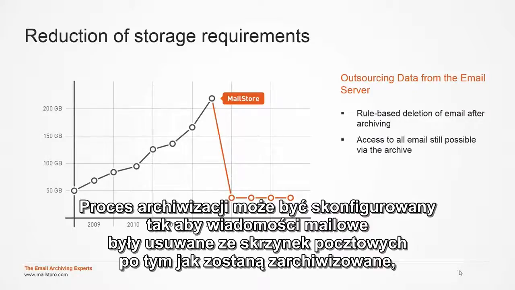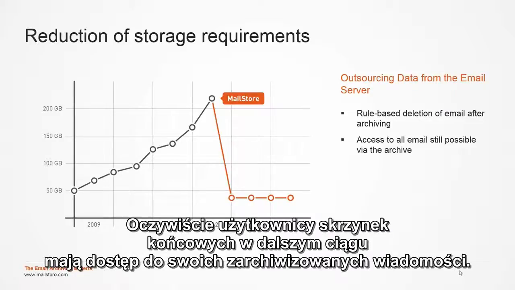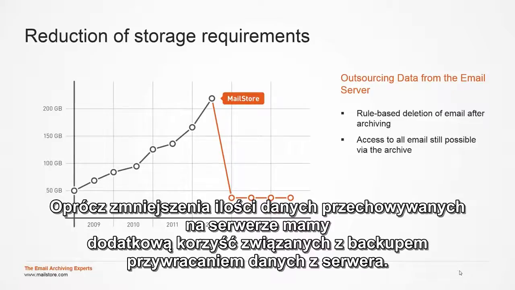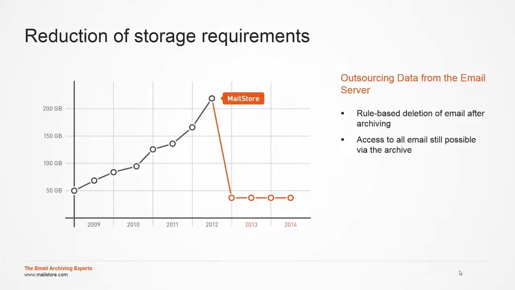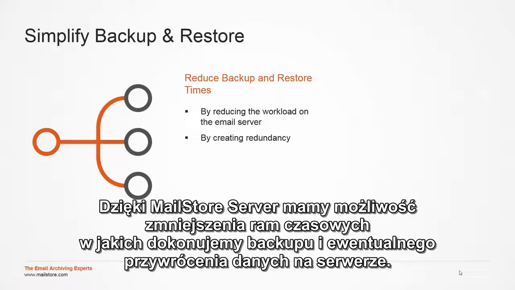The archiving process can be configured so that emails are deleted from mailboxes after they've been archived successfully. This allows the workload of the email server to be maintained at a consistently low level. Of course, end users still have access to all their email via the archive. With the decrease of data load comes another advantage regarding email server backup and restore. The connection is simple. Reducing the amount of data to be backed up on the email server also reduces the time necessary for backup and restore. Thanks to MailStore Server, the available time frame can now be permanently reduced.